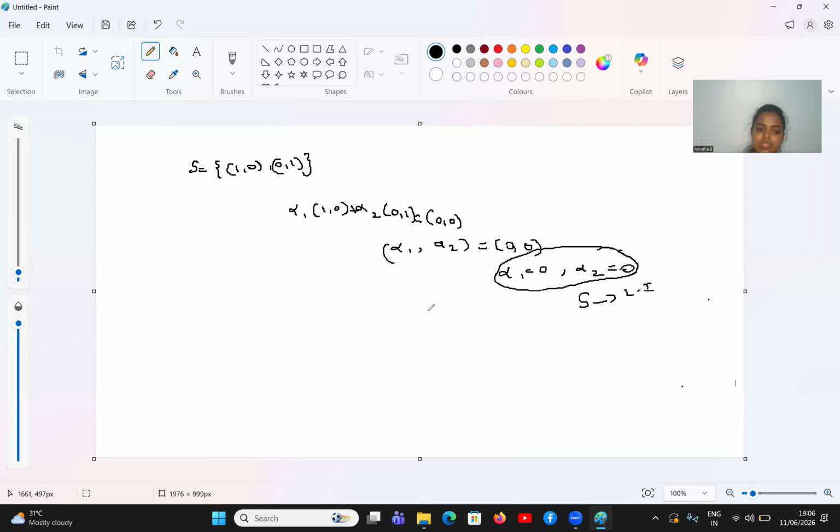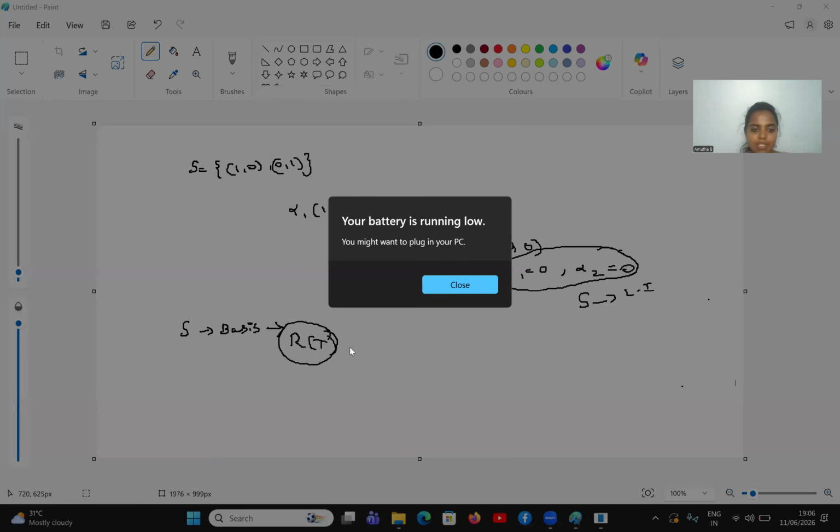So what is our conclusion? Why are we finding this? We have concluded that S is a basis set. From which set have we got this S? From R of T. So this S is a basis of R of T. So what is the dimension of R of T? You can tell now.